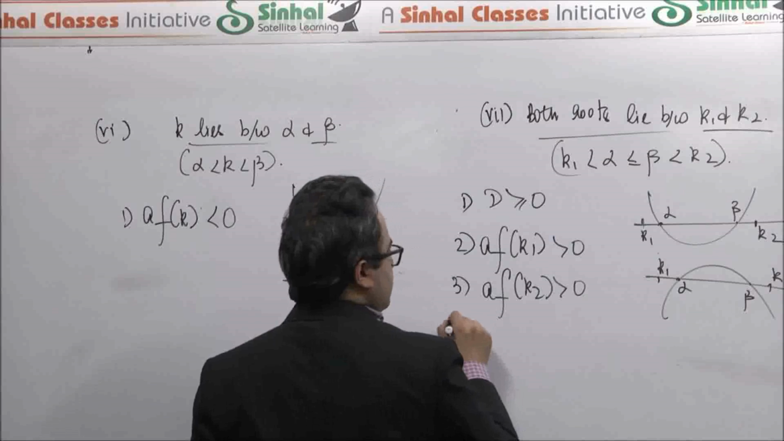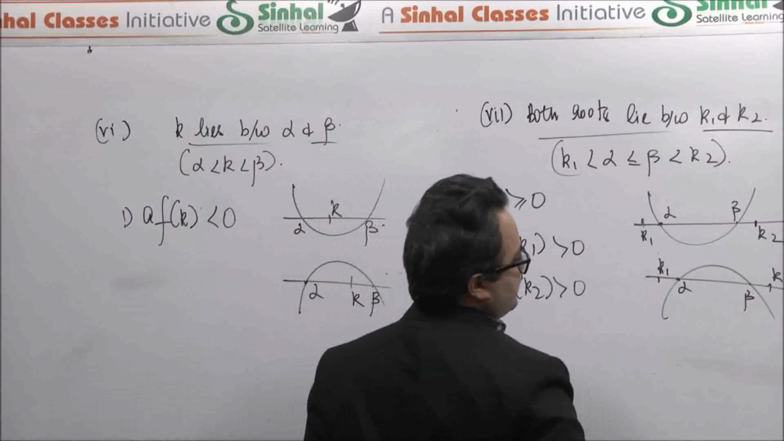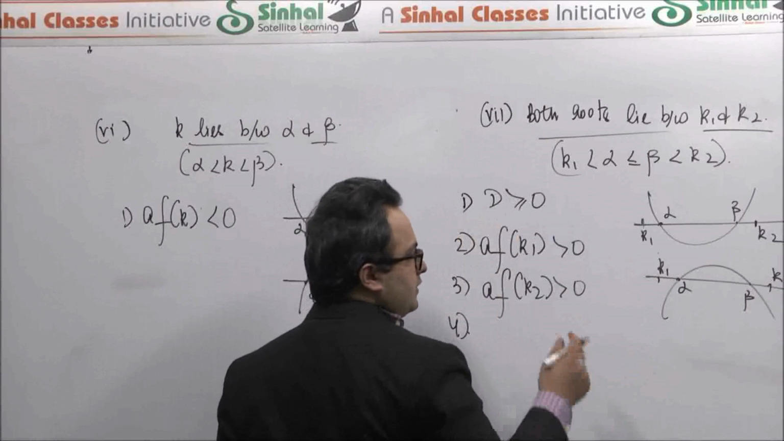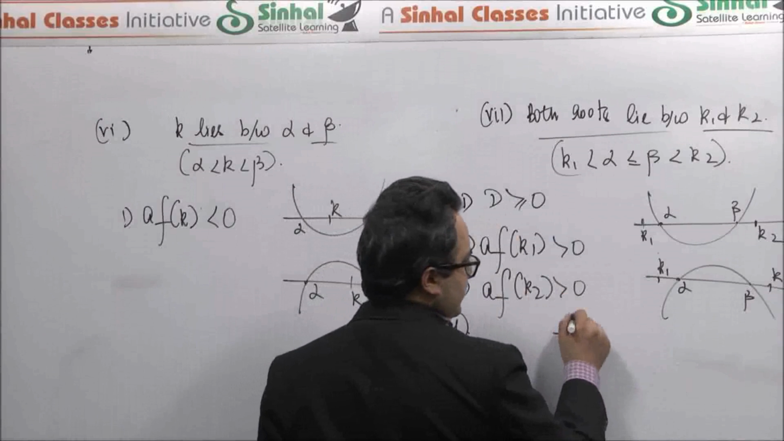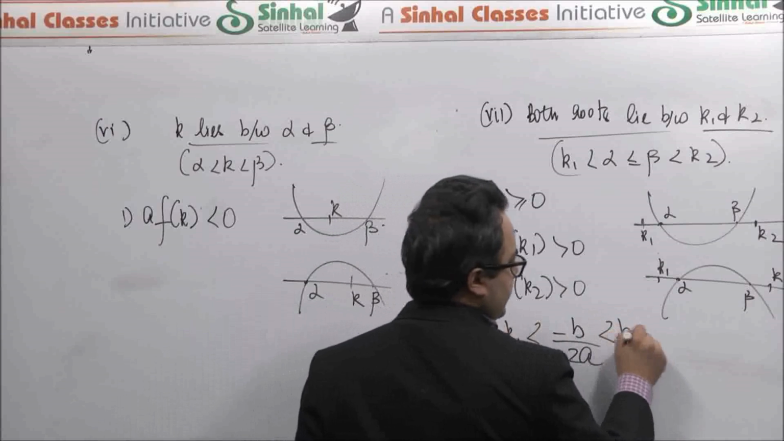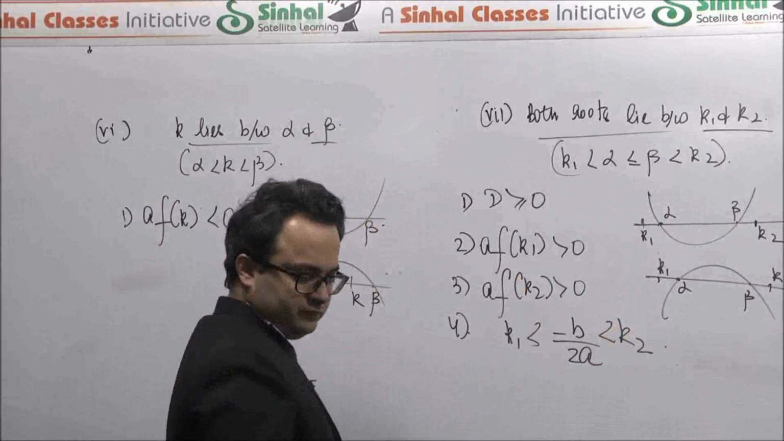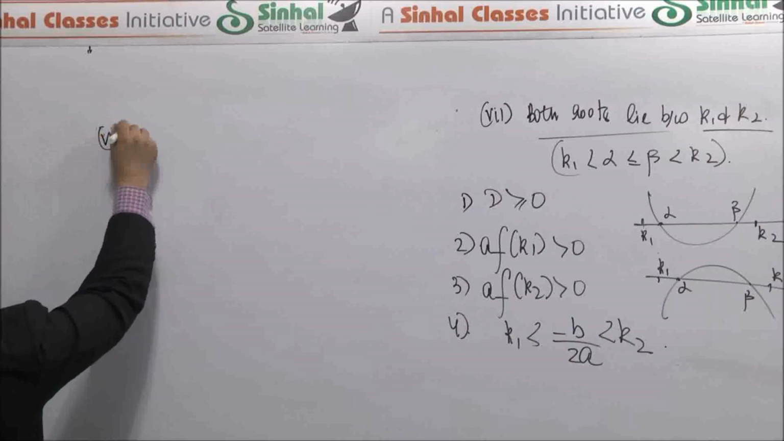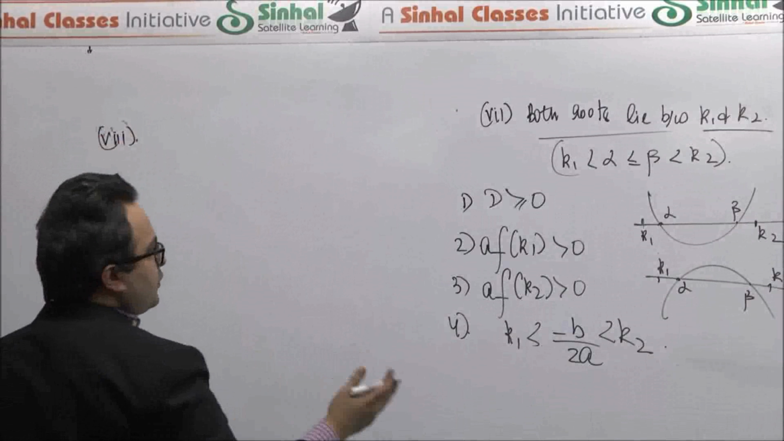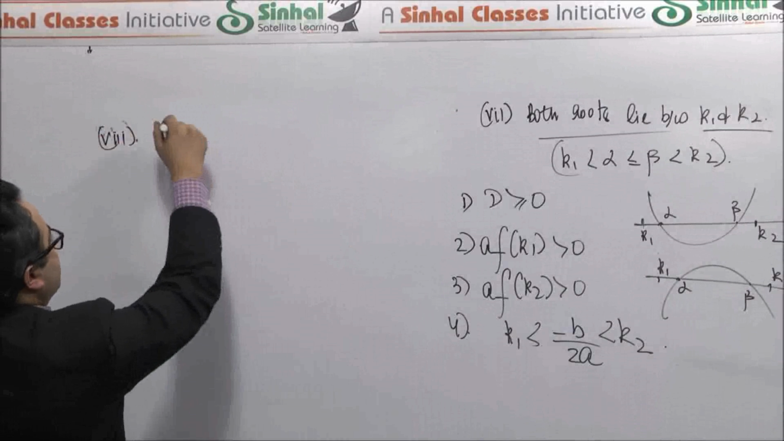And as a last condition, you will say that since both the roots lie between k1 and k2, the x-coordinate of the vertex, which is minus b by 2a again, will also lie between k1 and k2. Our next case is one in which we want one root to be less than k1 and the other root to be greater than k2.